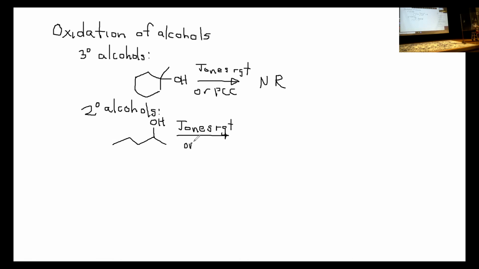Or PCC, it doesn't matter which one you use. In either case, it oxidizes the secondary alcohol to a ketone. And I put the step-by-step method for getting the right answer in your class notes. Basically, the bottom line is you remove an H from the alcohol oxygen, and you also remove a hydrogen from the carbon that has the OH attached to it. So it's this one over here. You remove those 2 H's, and you make a double bond between carbon and oxygen. That's the answer.